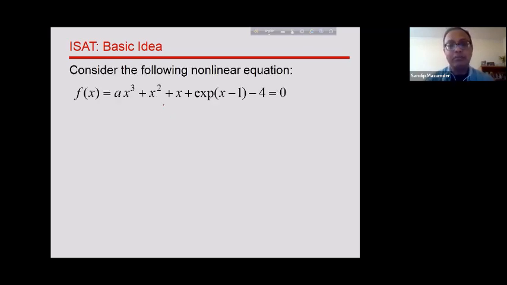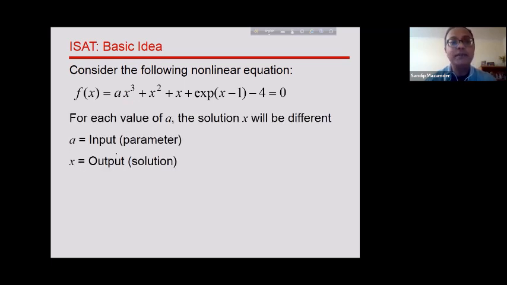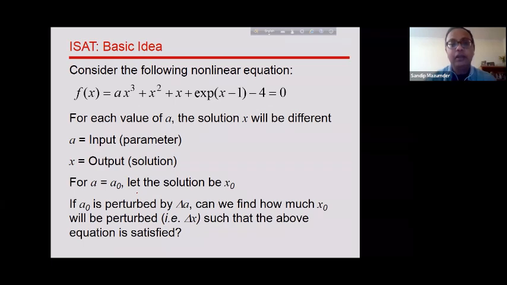So let's take an example. Suppose I want to solve this nonlinear equation. The solution will give me x for various values of a. So a is my input, which you may call a parameter, and then x is your output or solution. Okay. So let's say we start off by saying that I choose a certain a, which I call a naught, and for that the solution will be x naught.